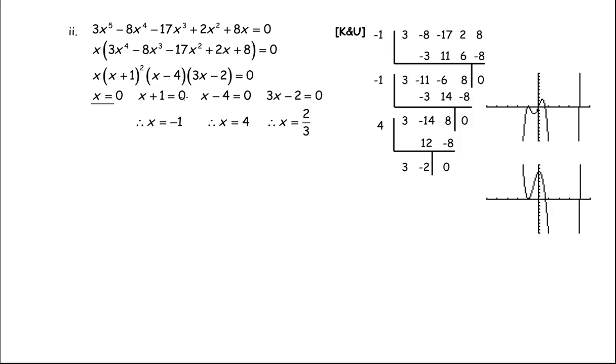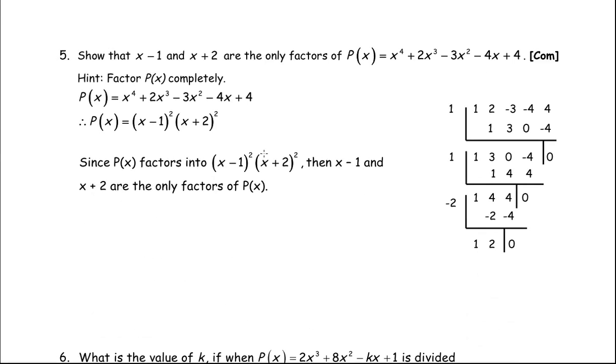If we set x plus 1 to 0, we get negative 1 for a solution. x minus 4 gives us 4, and then 3x minus 2: bring the 2 over, it becomes positive, and then divide out the 3, so you get 2/3. So those are the 4 solutions for this quintic equation.